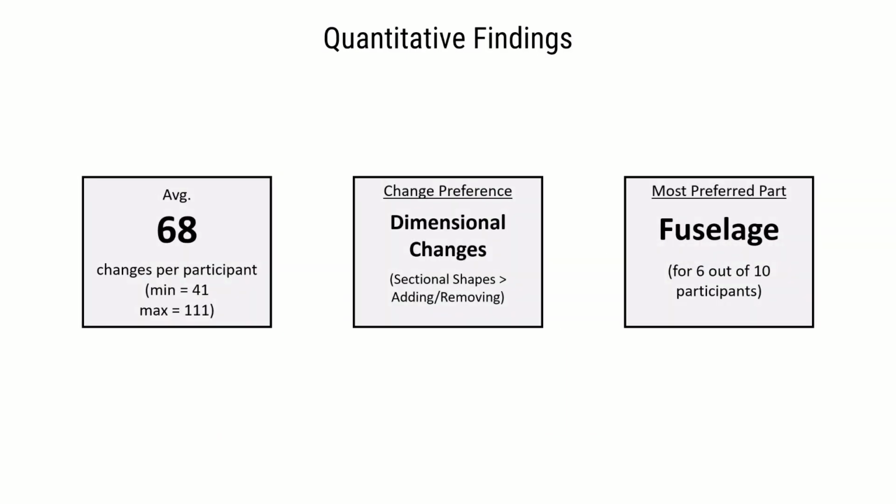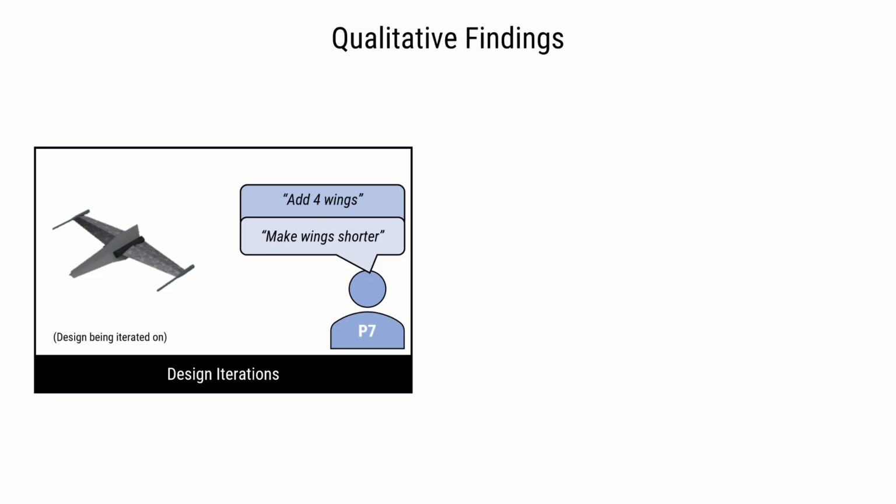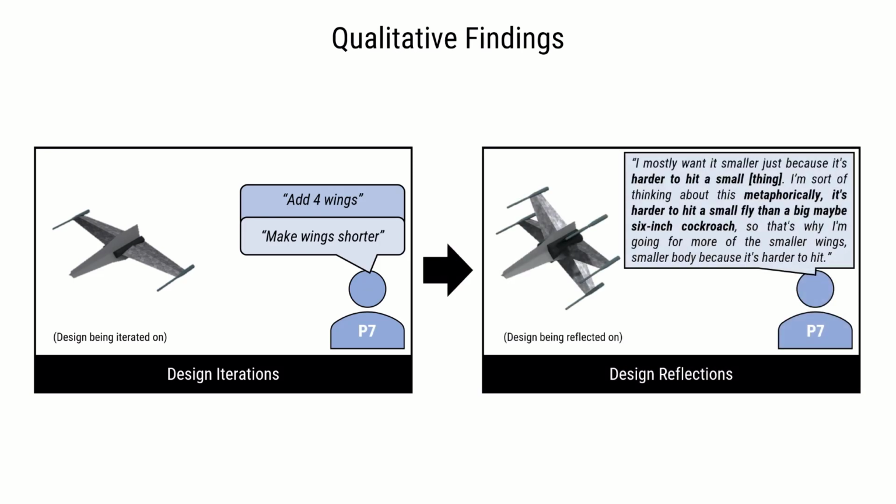The quantitative findings from our study showed that participants made an average of 68 changes, with dimensional changes being the most preferred type and the fuselage being the most preferred part. Now, looking at the relationship between verbally expressed intents and their corresponding reflections, we observed that participants reflected on the functionality and behavior of their spaceship and used metaphors, similes, and analogies to describe their design changes.